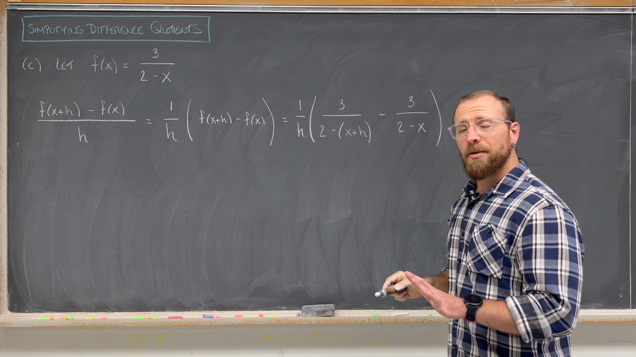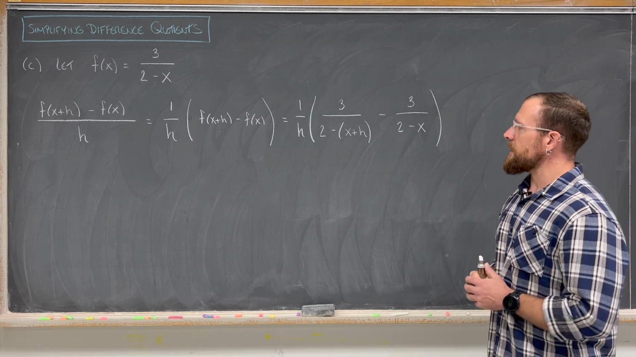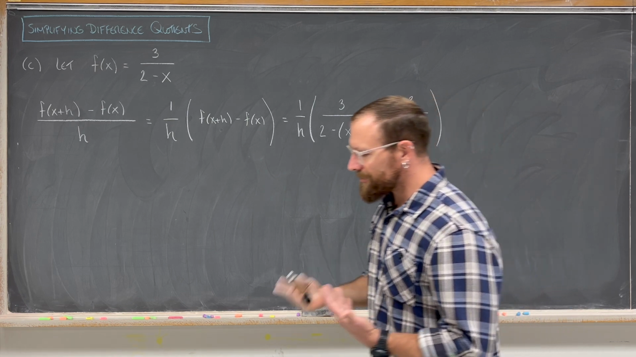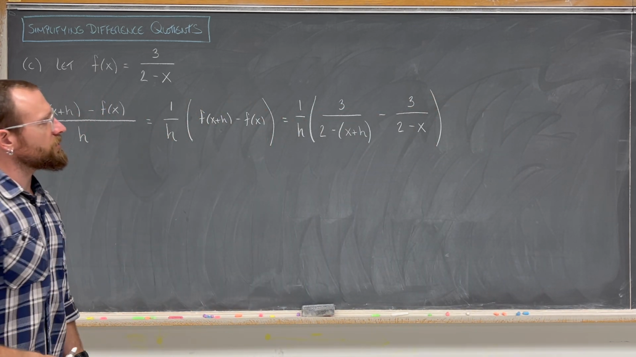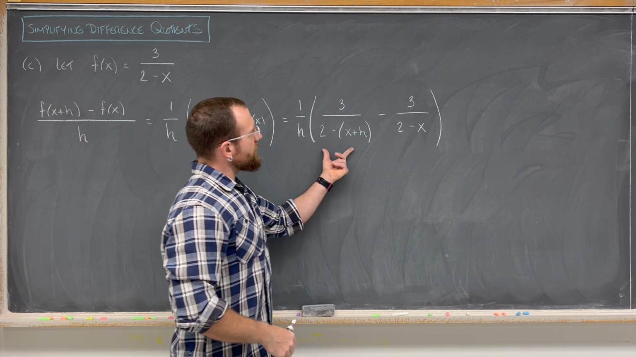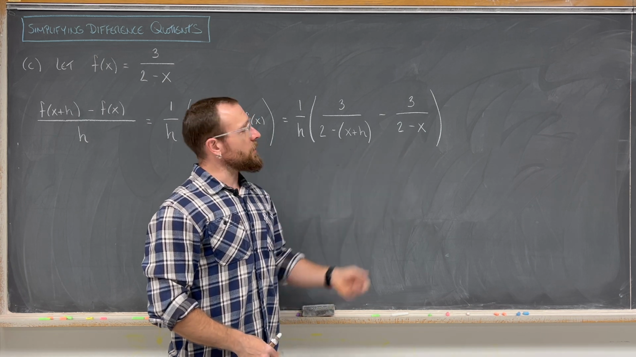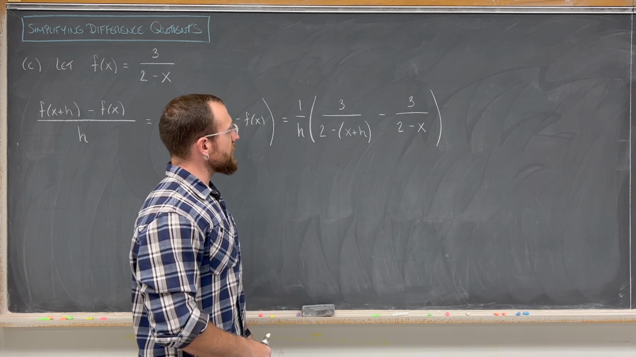All right, that's the setup. If you can get this far, you're halfway there. The rest is just simplifying this as much as possible. Okay? And in this case, I want to actually get common denominators. I want to add these fractions together.